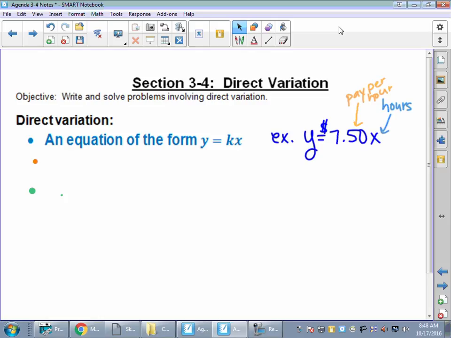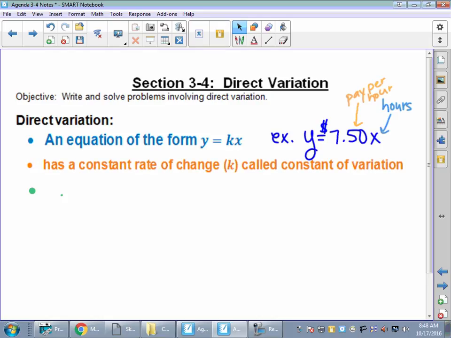What if you work for 0 hours? How much money do you make? $0. So first of all, this constant rate of change, k, is also known as a constant of variation, also known as the unit rate. And what I just said about working 0 hours always goes through the origin: 0 hours, $0. 0 homework, maybe a 0 on the test, I don't know.